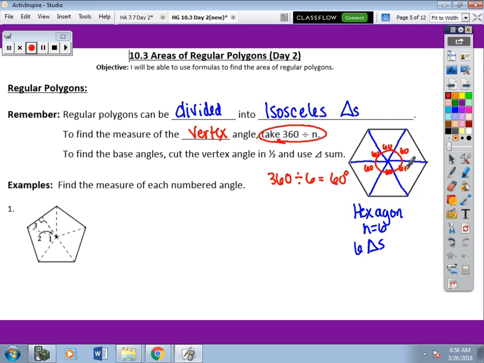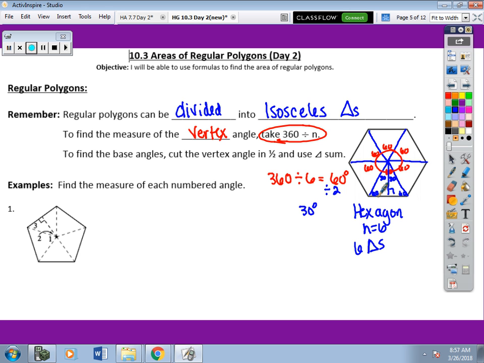is 60 degrees. Now, in order for us to find the area, we have to know not only a side length, but we have to know the apothem. So the apothem will cut that vertex angle in half. So if you take 60 and divide it by 2, you'll get 30 degrees. So the top of these will be 30 and 30. And then you can do triangle sum to find out the base angle. So this would have to be 60 and 60 just by triangle sum.